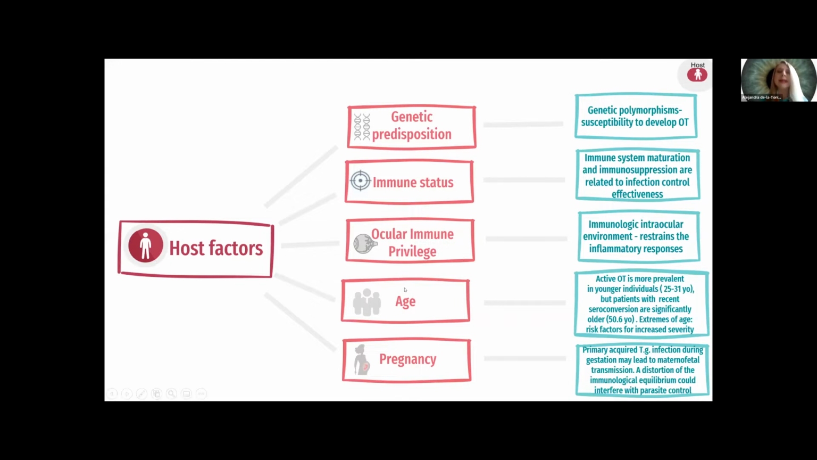Another factor is the age, because active OT is more prevalent in younger individuals, but patients with recent seroconversion are significantly older. And extremes of age are risk factors for increased severity. Pregnancy is also important because primary acquired T. gondii infection during gestation may lead to a maternal-fetal transmission, and a distortion of the immunological equilibrium could interfere with parasite control.